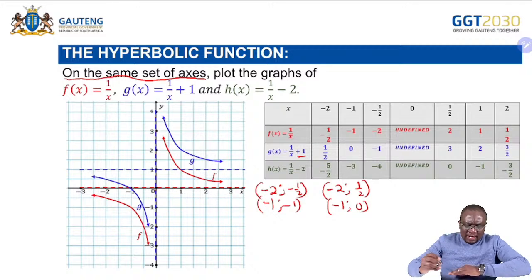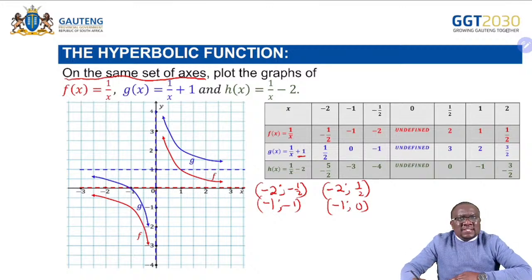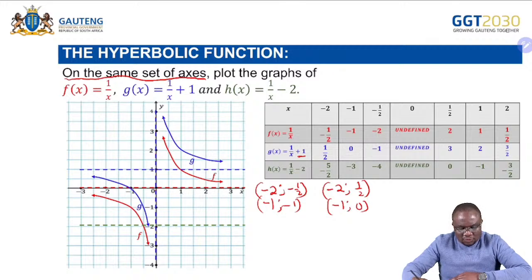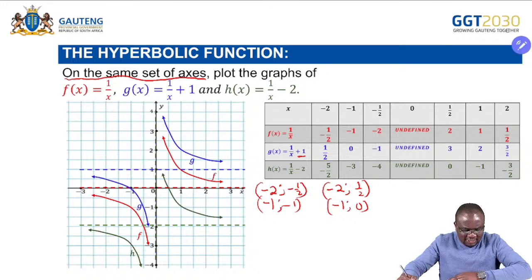Now, h of x, where is the horizontal asymptote? It should be at y equals -2. And when we sketch, remember you're plotting point by point, and then our graph was supposed to look like this. This is our graph of h of x.